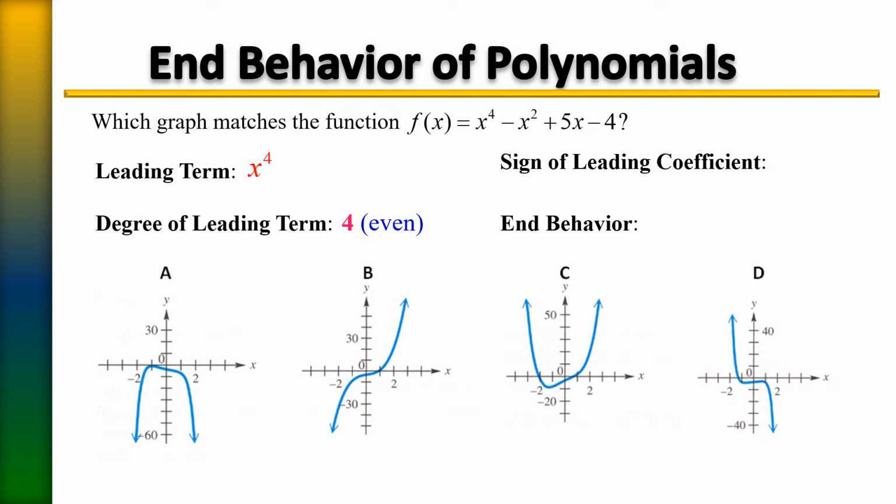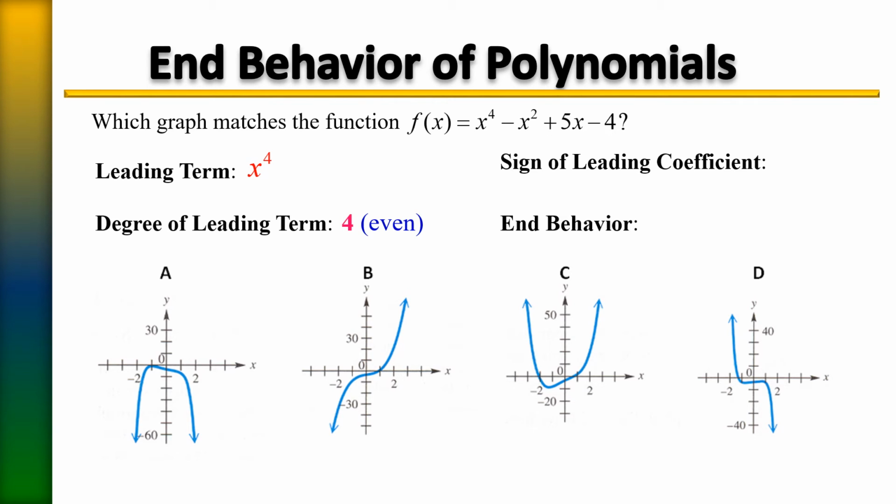And what do we know about even polynomials? Well, what we know is that with the end behavior, they're going to be either both ends facing upward or both ends facing downward, which means there's no way it could be choice B or D, because choice B and D represent an odd polynomial. So B and D are out. It's either going to be A or C.